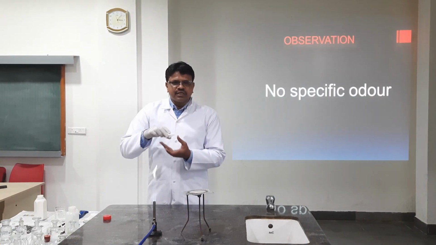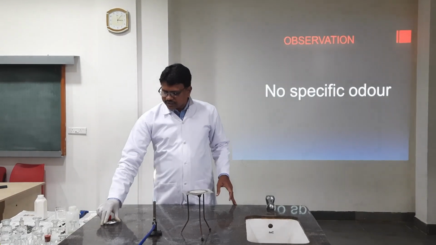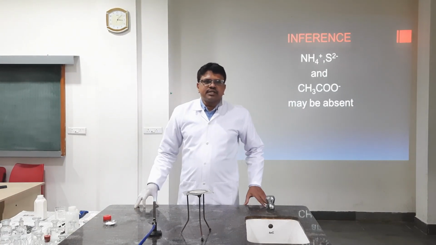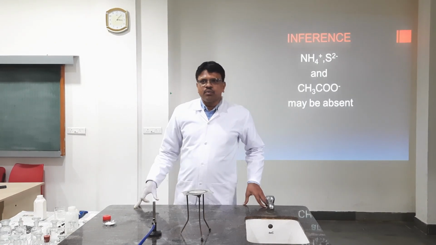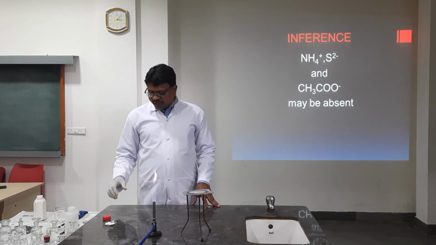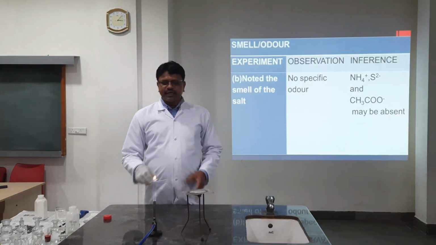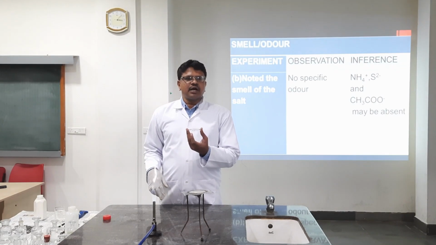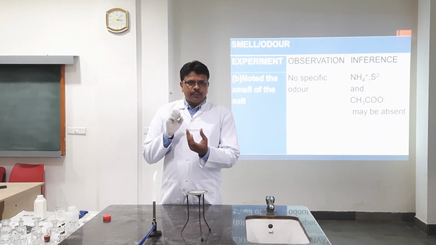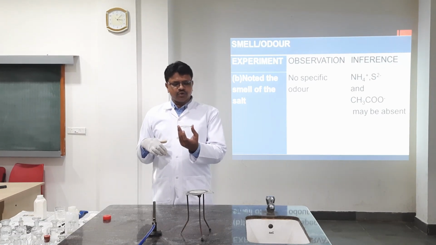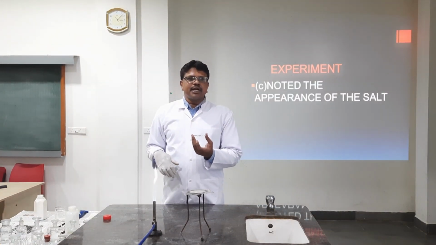What is my inference? No specific odor, that is the observation. Coming to the inference, these three ions are absent. What are those three ions? Ammonium, sulfide and acetate ion. Next, I will go for the next preliminary test. All these things about smell or odor are given together in tabular form in this table. Okay, next, going for the third preliminary test.